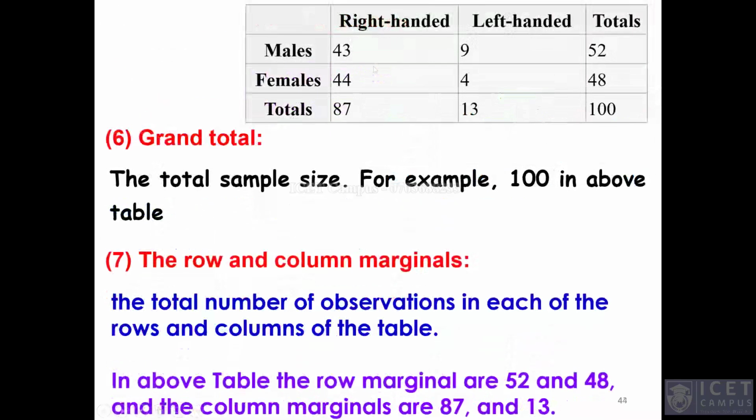Right. So then you can see this is the data collected. Right-handed males 43, left-handed males 9. So you can calculate these totals as well. Right-handed females 44, left-handed females 4. Right? Then the grand total size. If we add all of this, it becomes the grand total.